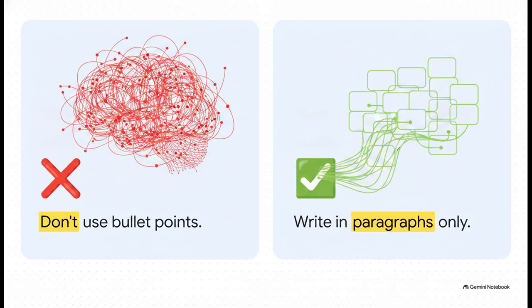Look at these two instructions. On the left, we have "don't use bullet points." On the right, "write in paragraphs only." To us humans, they mean the exact same thing. But when the model processes the left side, it hits the words bullet points and immediately activates its internal bullet point pattern. It then has to try and suppress that pattern, but suppression doesn't always win. You told it not to, but you literally planted the idea right in its working memory.